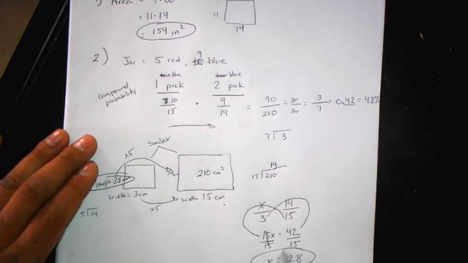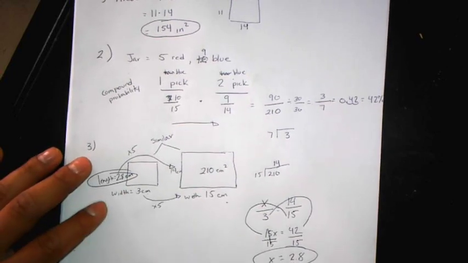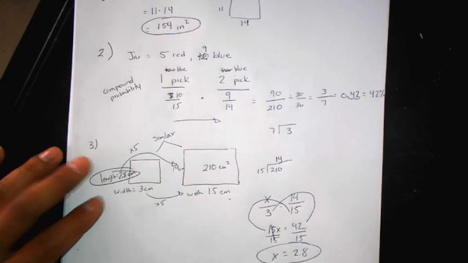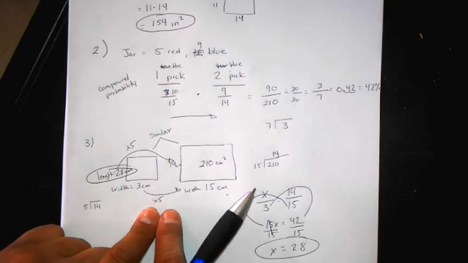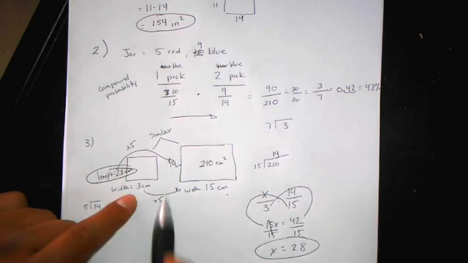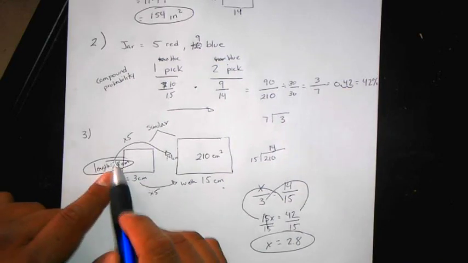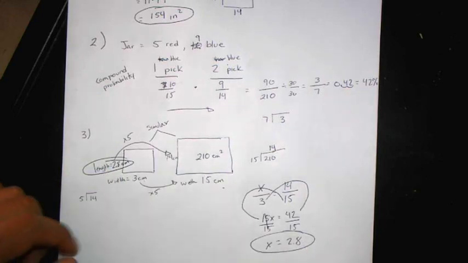So again, I ended up with the same answer, but I chose a different way to get there. And personally, I want you to understand how to do both of them. This is not really the shortcut, because you can always double check your work with this. So it's just two different ways of getting there. 3 times 5 is 15. 2.8 times 5 is 14. These two figures are similar, therefore they're proportional. Okay.